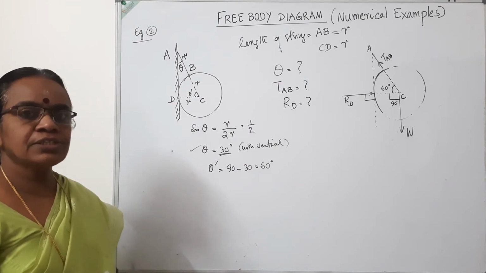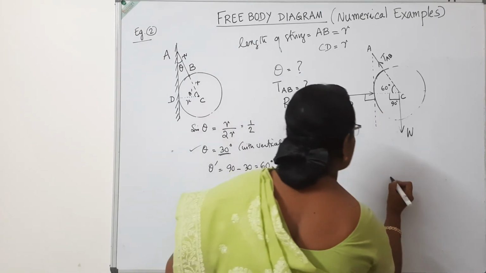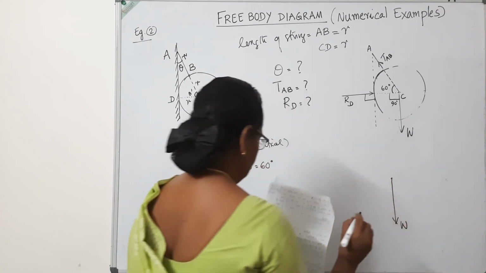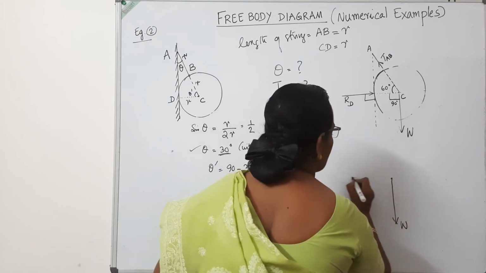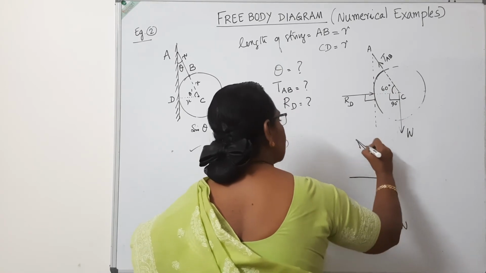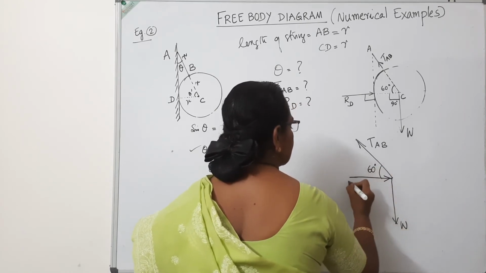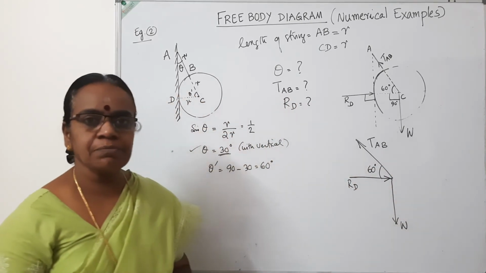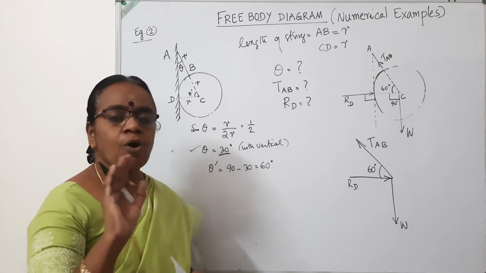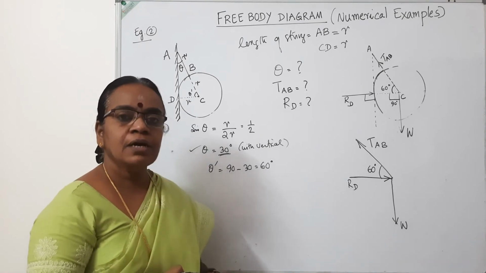So to find the tension in the spring, I am going to use Lami's theorem. If I am going to use Lami's theorem at the point C, a vertical force W is acting downward. This RD is acting like this, and this TAB is acting at 60 degrees with horizontal. If I want to apply Lami's theorem, there is one condition. There must be only 3 forces. The second condition is all the forces should be acting either away from the joint, or all the 3 forces should be acting towards the joint.